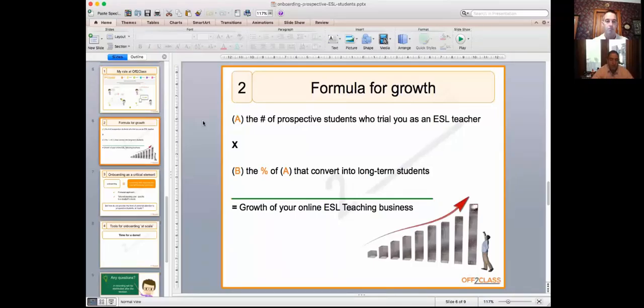How do you grow your business? Well, I like to think of it as a product of two numbers. A, the number of prospective students who trial you. So that's really the number of leads you can generate. The number of students that are going to try you out as a teacher. And B, the percentage of those students that are going to convert. So the percentage of the students that try you out that are going to convert as long-term paying customers.